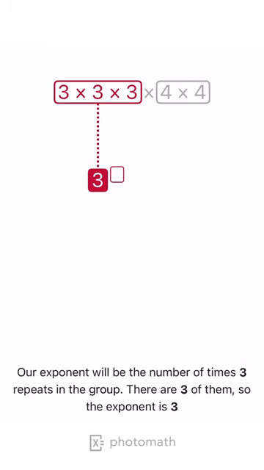This group contains number 3, so the corresponding base of exponential form is 3. Our exponent will be the number of times 3 repeats in the group. There are 3 of them, so the exponent is 3.